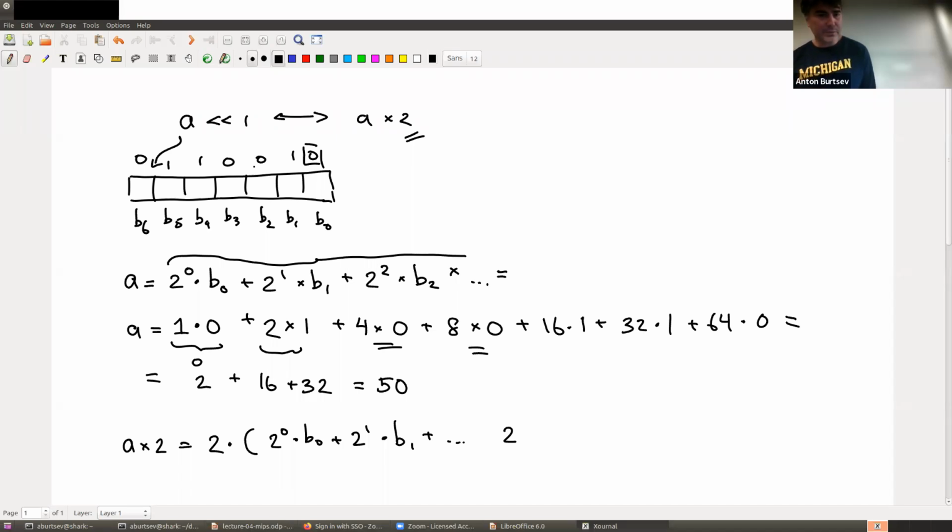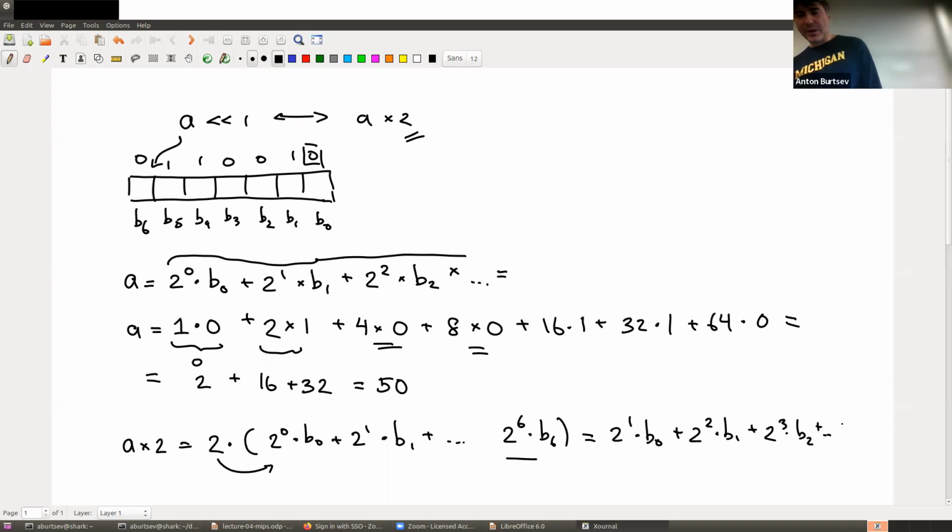0, 1, 2, 3, 4, 5, 6. 2 to the power 6 by b6, right? And if you put the 2 inside, you remember how powers work, so it will become 2 to the power 1 multiplied by b0 plus 2 to the power 2 multiplied by b1 plus 2 to the power 3 multiplied by b2 plus up to this number 2 to the power 7 multiplied by b6, right?